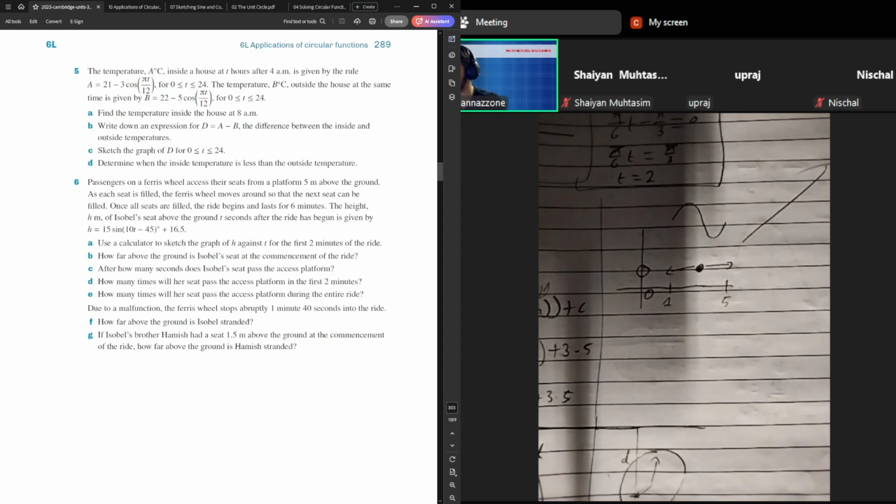So we've got two different circular functions, and they are depicting, or I guess you could call it measuring, the temperature inside of a house. For this one, A is inside the house and B is outside the house. How far outside the house is up to interpretation. Point being, you've got an inside and an outside. And then part A is just: what is the temperature inside the house at 8 AM?